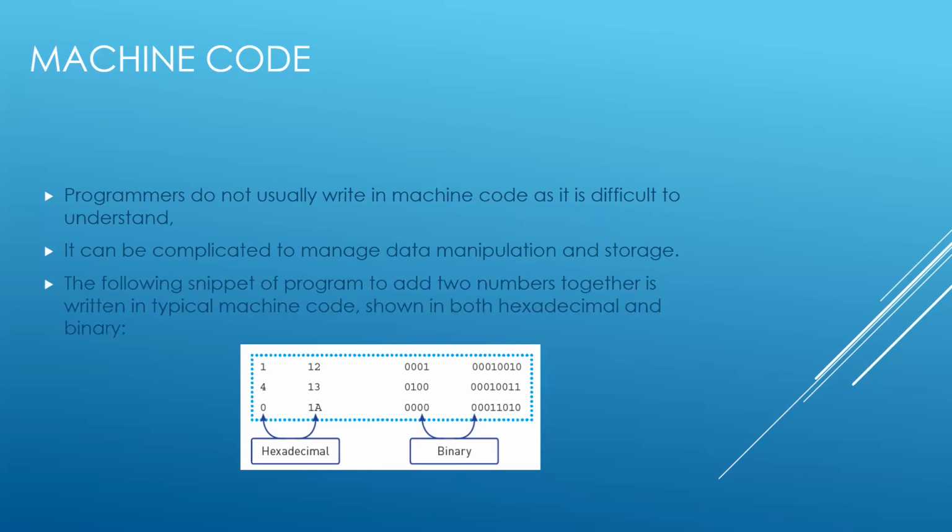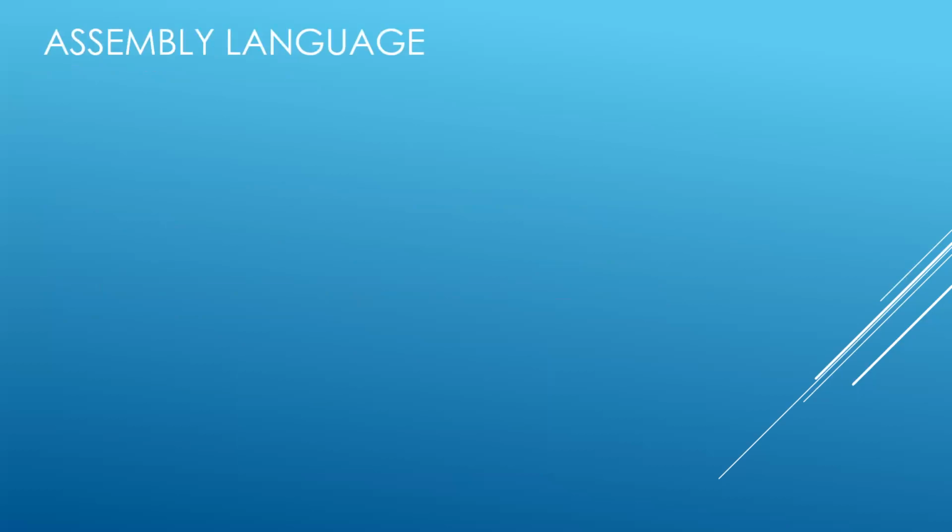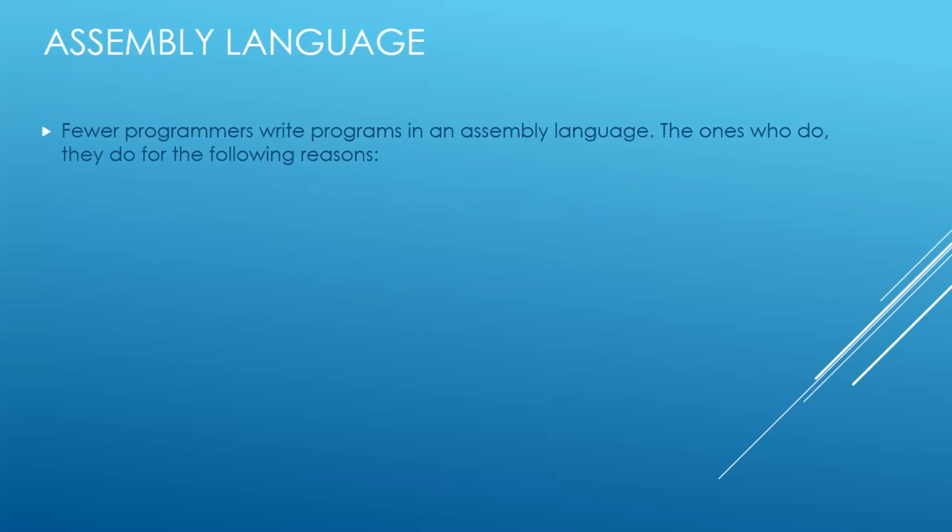Now, this is just an example, as I discussed, of a program that was written to add 2 numbers, and this is shown in both binary and hexadecimal. You can see these are both a little difficult for humans to comprehend as compared to the computer. Easy for computer, difficult for humans. Now, assembly language.